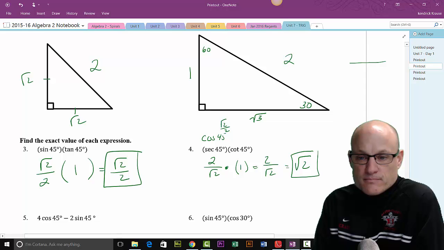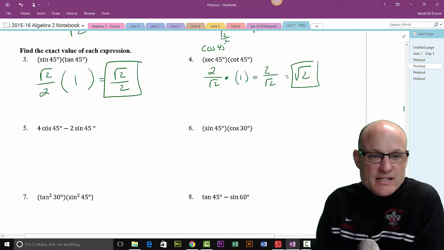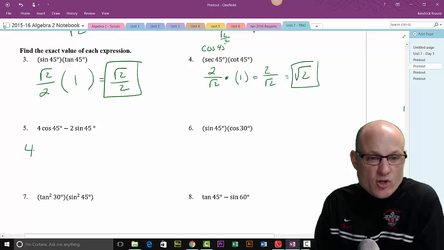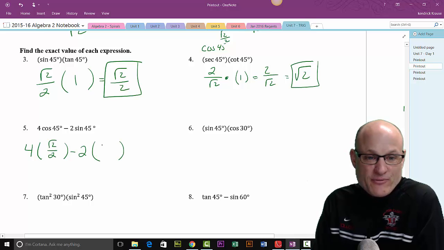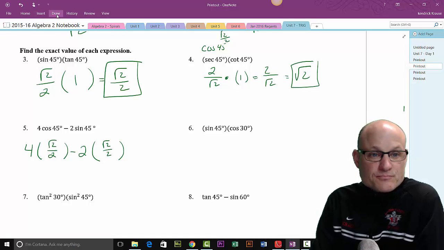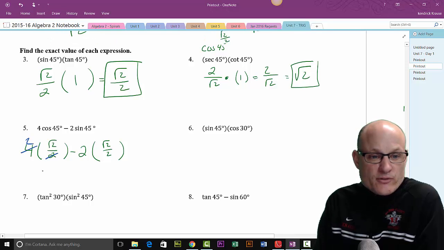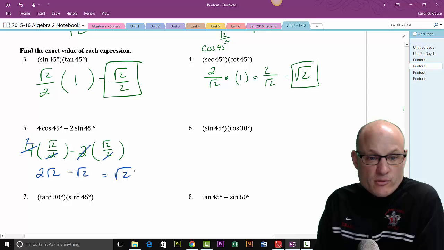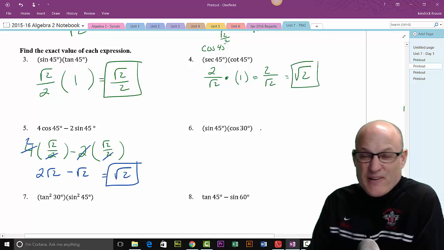All right. Keep moving. 4 times the cosine of 45 degrees. If I look above, the cosine of 45 degrees is the square root of 2 over 2, minus 2 times the sine of 45 degrees, which is also the square root of 2 over 2. Let's see. This 2 goes into here twice, so I get 2 square roots of 2. These cancel. Minus the square root of 2. So this is just equal to the square root of 2. And this is finding the exact value.